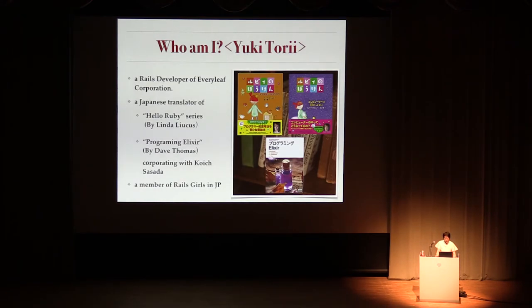I'm Yuki. I'm a Rails developer at Every Leaf Corporation. My Japanese name is Mayo. I've translated the Hello Ruby series by Linda Liukas into Japanese. This series is a picture book about programming and computers for children. I've also translated Programming Elixir by Dave Thomas with my husband Koichi. And I'm also a member of Rails Girls Japan.